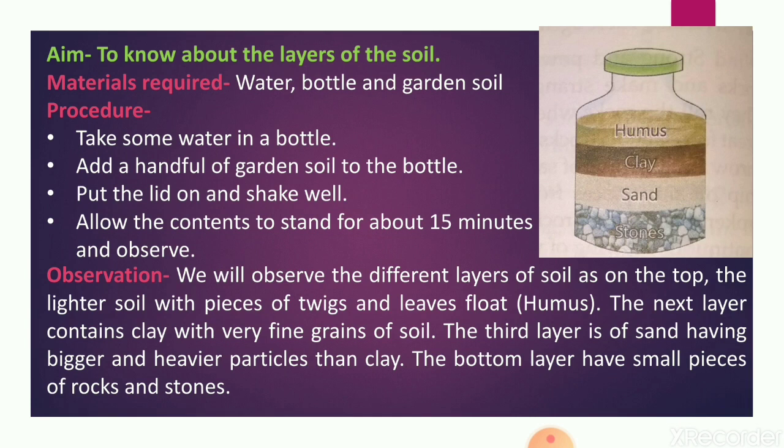On the top layer there is lighter soil that floats, with pieces of twigs and leaves. This is basically humus. The next layer is muddy water, which contains very fine grains of soil. This is clay. Then there is a layer of sand. The particles of sand are bigger and heavier than those of clay. The bottom layer consists of small pieces of rocks and stones. So we can see four layers: first humus, second clay, third sand, and fourth stones.